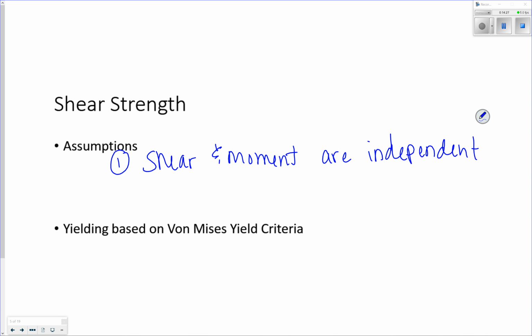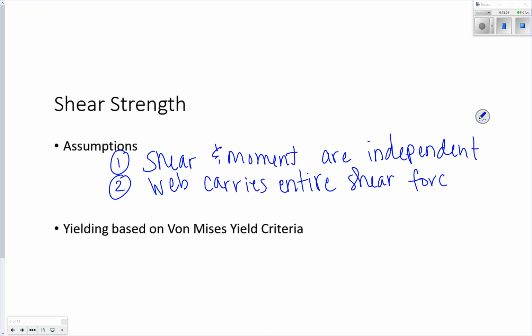So we're not adding up the stresses involved. Because like I said, most of the concentrated stresses from bending or moment are in the flanges, whereas most of the stress due to shear is in the web. So they can be considered independent. The web carries the entire shear force. Those flanges are just along for the ride.